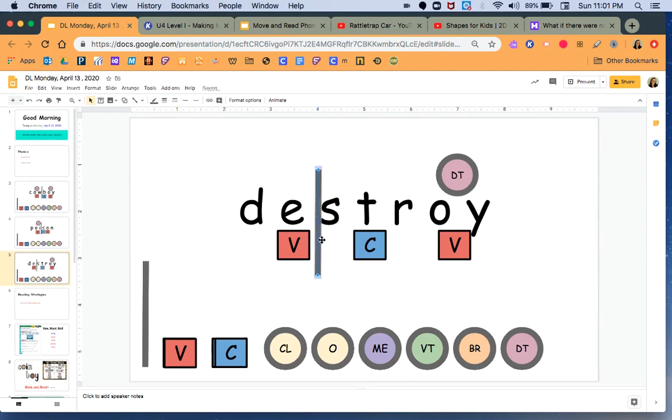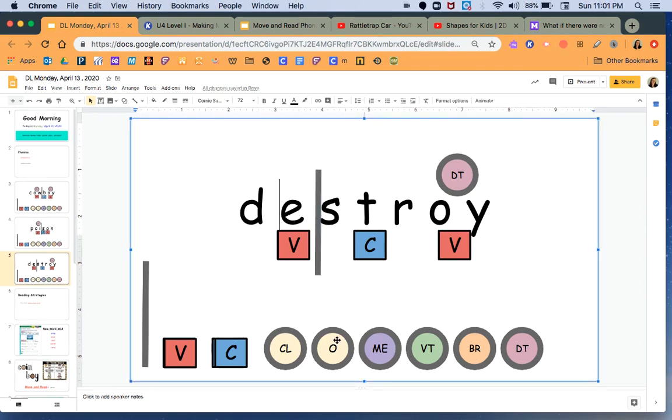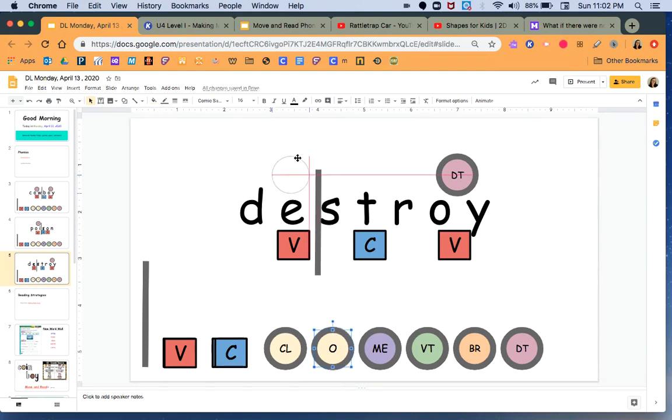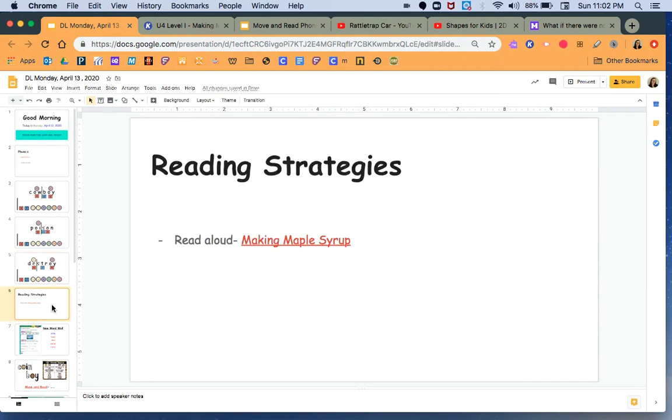Okay, so now if I cut this off after the first vowel, this E right here is going to become long. It's going to become open because look, there is nothing after that vowel right here. So this right here is going to make that long sound. Ready? Let's try it. D-E-D, destroy. Destroy. 2 syllables. Destroy. Is that a word you know? Sure is. Awesome job.